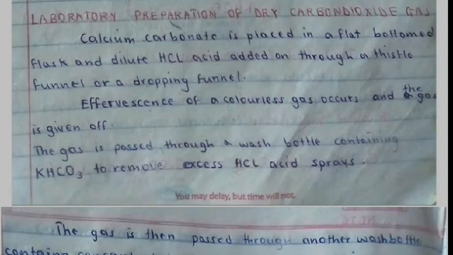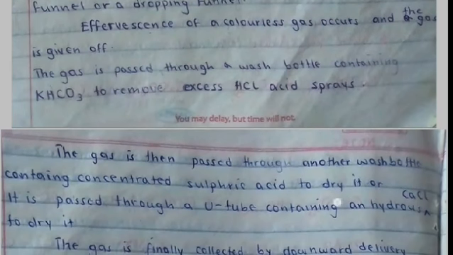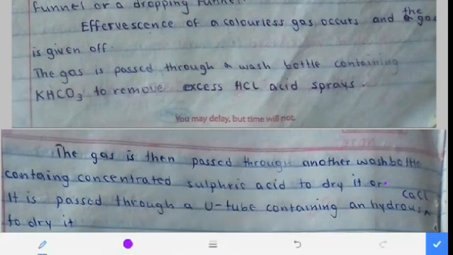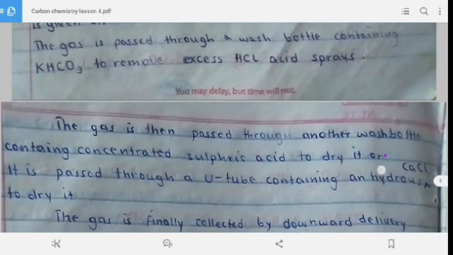Now let us see the laboratory preparation of dry carbon dioxide gas. We have seen how carbon dioxide gas is prepared, so we need to see how we prepare dry carbon dioxide gas. It is the same procedure. You get calcium carbonate, you put it in a flat bottomed flask, then you add dilute hydrochloric acid, then effervescence will occur. Then the gas, after the effervescence, is passed through a wash bottle containing potassium hydrogen carbonate. This potassium hydrogen carbonate is to remove excess acid sprays.